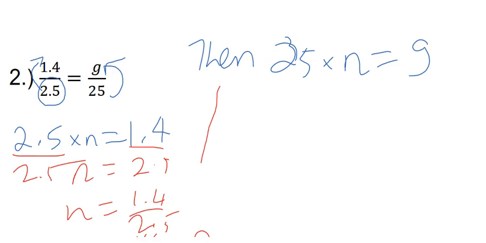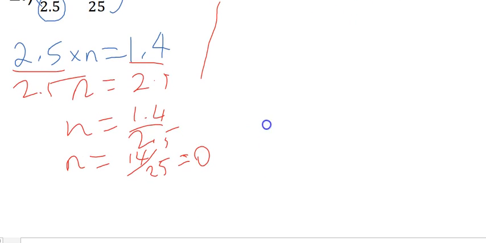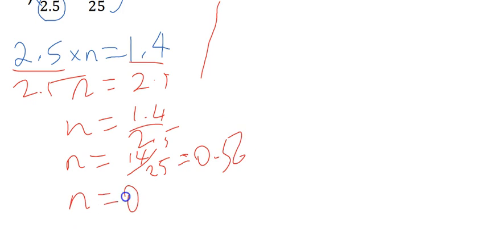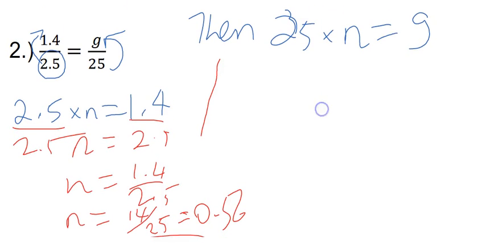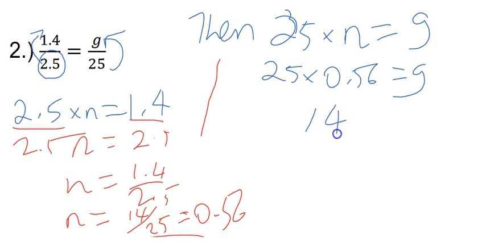Okay, so n equals 0.56. You can use that decimal, that's okay. So bring that down again. Then over here, 25 times 0.56 equals g. So multiply that, you get what? 14 equals g.